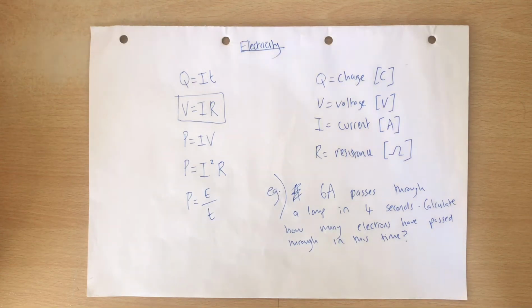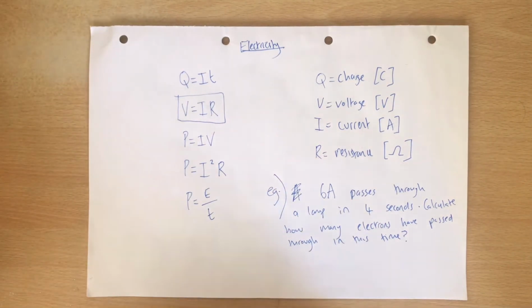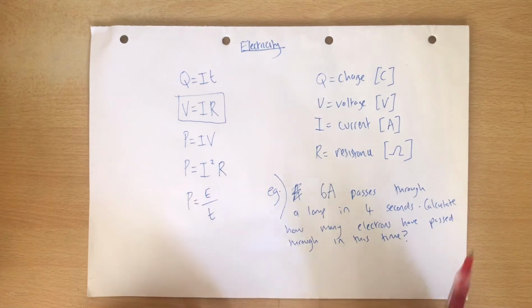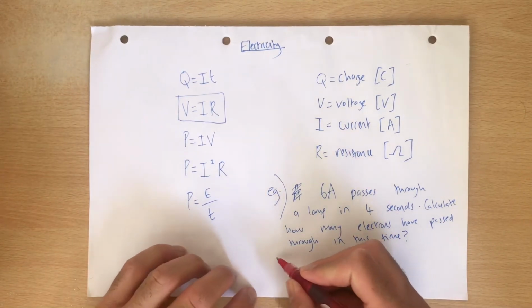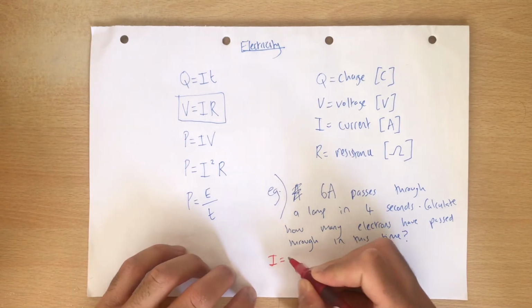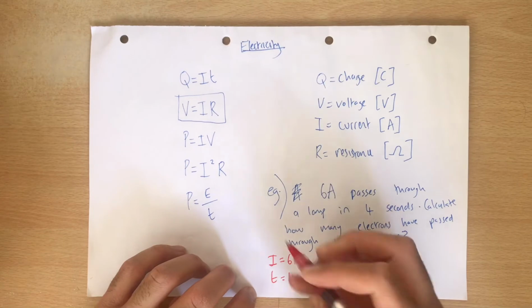So what we're going to do, to begin everything, is look at a really quick example. 6 amps of current passes through a lamp in 4 seconds. Calculate how many electrons have passed through in this time. So we know at the moment I is equal to 6 amps. Time is equal to 4 seconds, so we're after charge.